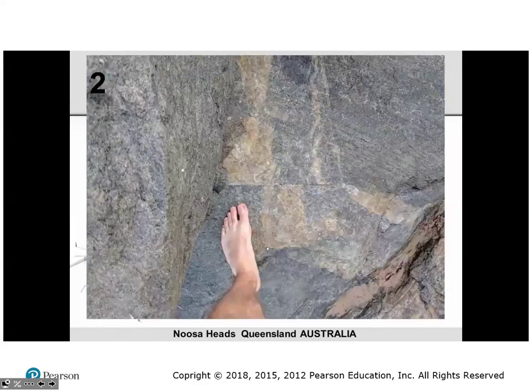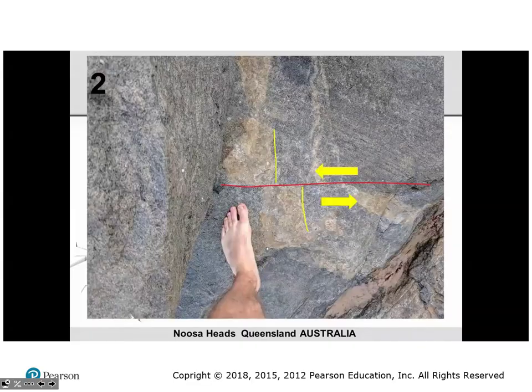Number 2, Noosa Heads in Australia. Again, the first thing to do is identify the fault plane, located here. Then the layers that used to match up, here and here. Because of the lateral offset, we understand this must have been a transform or strike-slip fault.